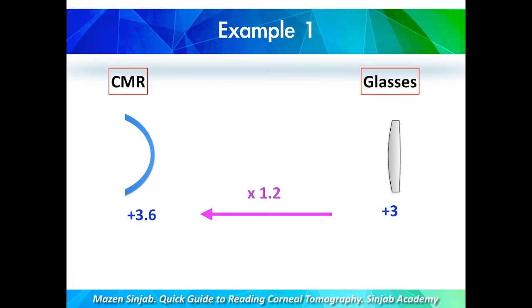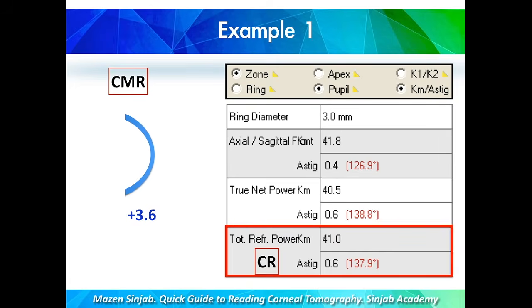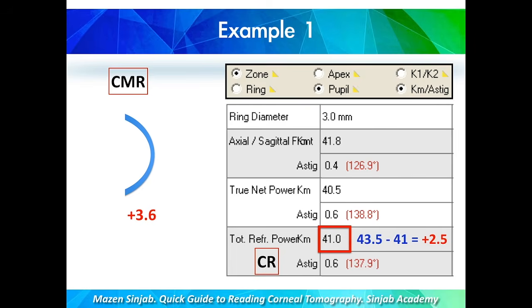Example number 1. A patient has plus 3 manifest refraction. His corneal manifest refraction will be plus 3.6 diopters. Now we come to corneal refraction. Since we have only sphere, we are going to study the mean K in order to study the spherical equivalent. Now this patient has 41 diopters of average K. So he is supposed to have plus 2.5 diopters of corneal refraction.